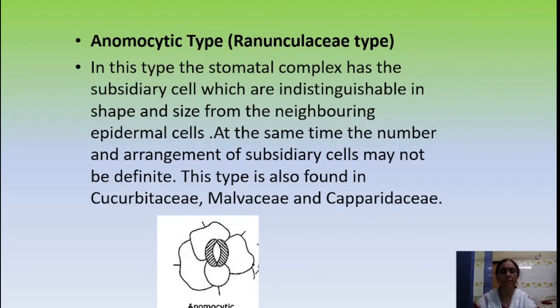First, anomocytic. In this type, the stomatal complex has subsidiary cells which are indistinguishable in shape and size from the neighboring epidermal cells. At the same time, the number and arrangement of subsidiary cells may not be definite. This type is found in Ranunculaceae family, Cucurbitaceae family, Malvaceae and Capparidaceae. So here, these subsidiary cells are not very much distinguished from the rest of the epidermal cells.